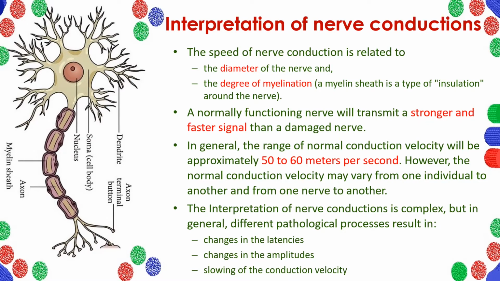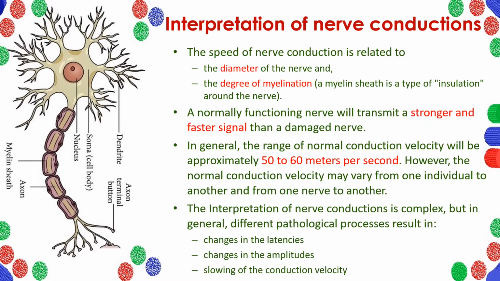A normally functioning nerve will have a stronger and faster signal than a damaged nerve. This is the common principle or understanding of the nerve conduction velocity. What is the normal finding of nerve conduction velocity? The normal finding of motor nerves or sensory nerves usually hovers around 50 to 60 meters per second. So if we know the latency and the distance, we can find out this value, and usually that is calculated by the software itself, and we get the finding of 50 to 60 meters per second.